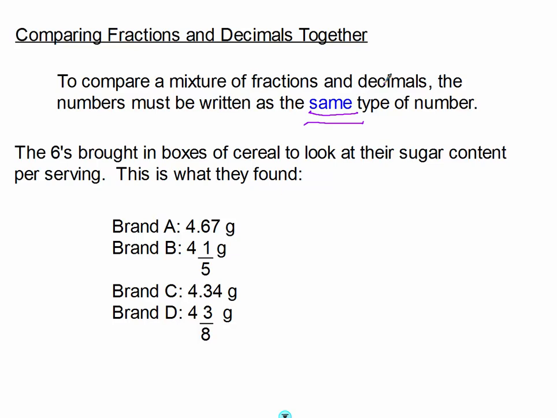Usually people pick decimals because converting everything to fractions requires the extra step of then getting the common denominator. So that's what we're going to do today. We're going to get all of our numbers into decimal form, and then we're going to compare them from there.